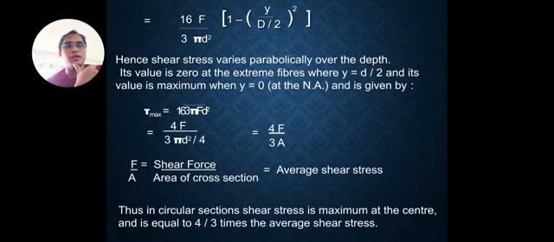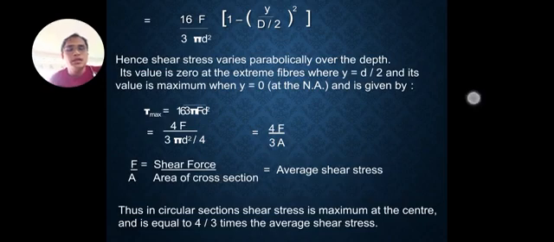Hence, shear stress varies parabolically over the depth. Its value is 0 at the extreme fibers, where y is equal to D over 2, and its value is maximum when y is equal to 0 at the NA, and is given by tau max equal to 16F over 3 pi D squared, or equal to 4F over 3 times pi D squared over 4, which is 4 over 3 times F over A, where F is the shear force and A is the area of the cross section, and F over A is the average shear stress. Thus, in a circular section, shear stress is maximum at the centre and is equal to 4/3 times the average shear stress.